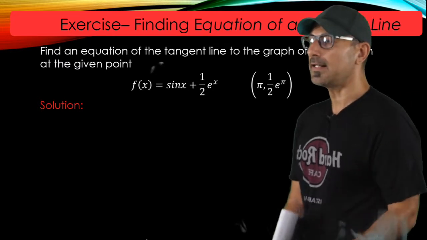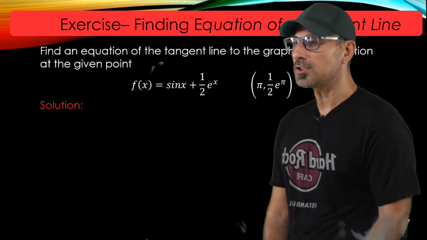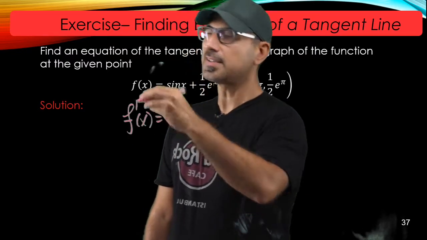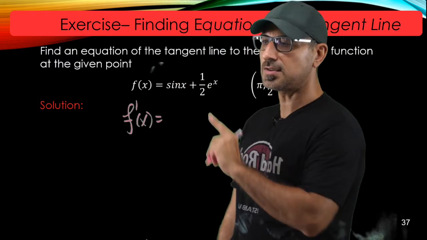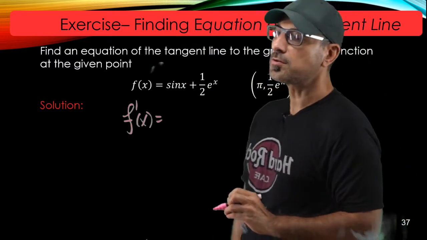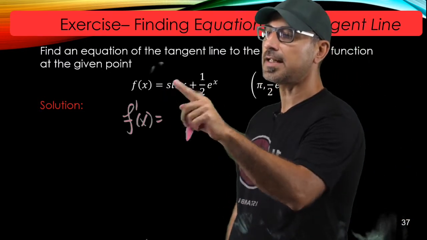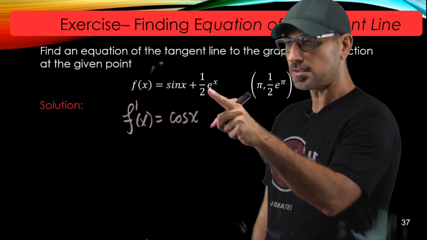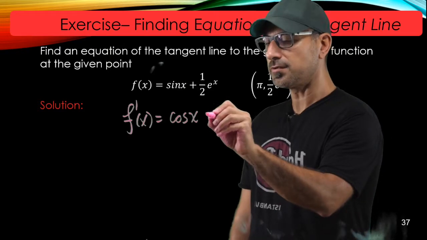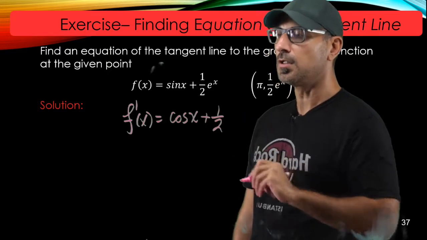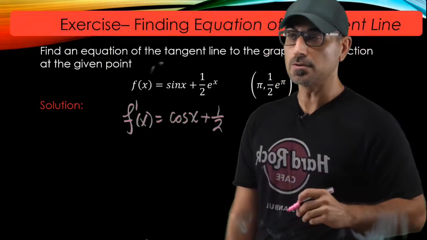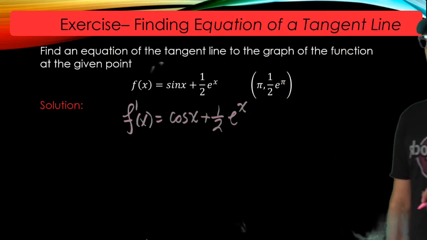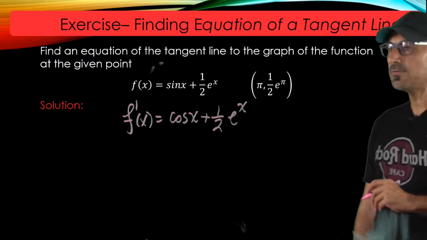So to find that, we're going to use the rules of differentiation, and we're going to differentiate each piece, or take the derivative of each piece separately. And from the rules, we recall that sine has the derivative of cosine, and this is the constant multiple of e to the x. So the derivative of that is the same constant multiple times the derivative of e to the x. So here we go. We got the generic expression of the derivative of f.